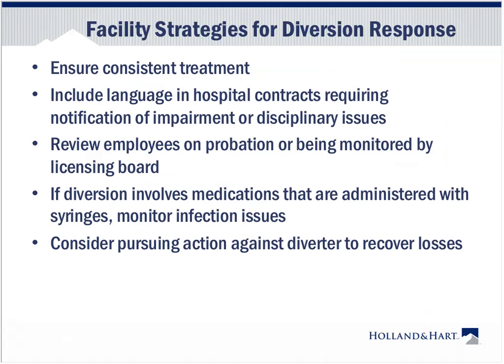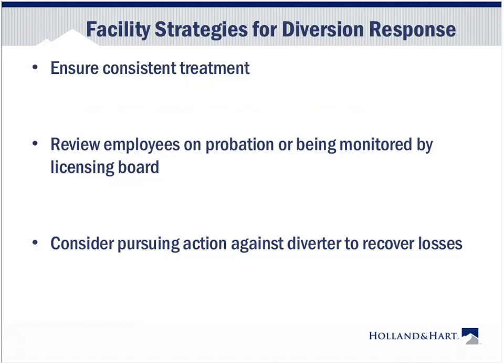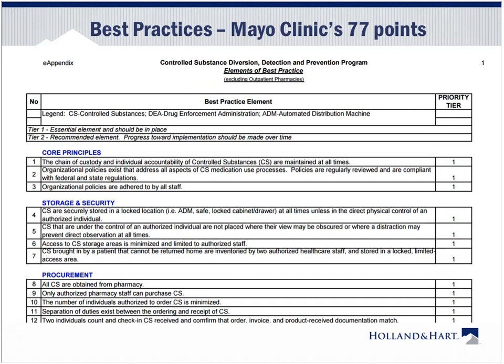And if diversion involves medications that are administered with syringes, you have infectious disease issues that need to be considered. And then consider pursuing action against the diverter to recover your losses, because it's an expensive process. The Mayo Clinic has produced these best practices, 77 points to look at related to controlled substance diversion detection and prevention programs. We've provided that as a handout to you today, and I think it's a really thorough place to begin to determine whether you have the right policies in place.